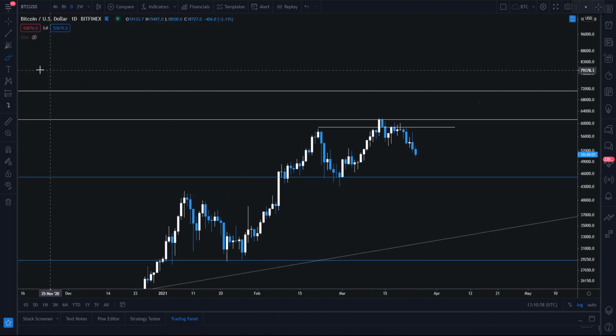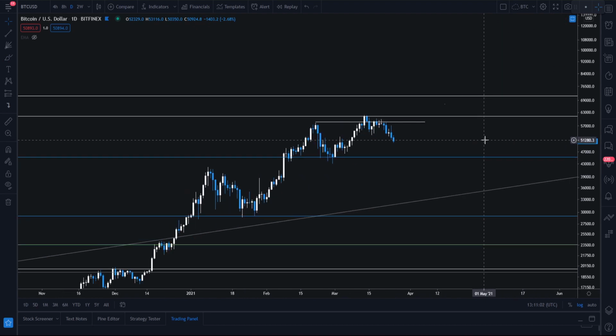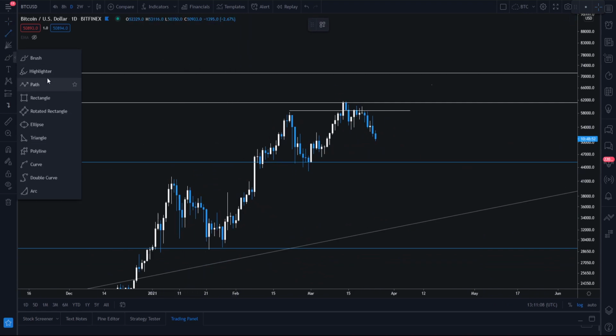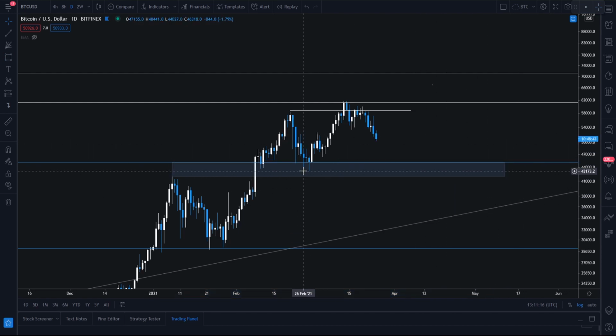So where is price going to find some support? I guess that's the first thing everyone's thinking about right now. So we have a few different levels. We have this range here, which is pretty far away, but something to keep in mind. This is the 41,000 to 45,000 range.